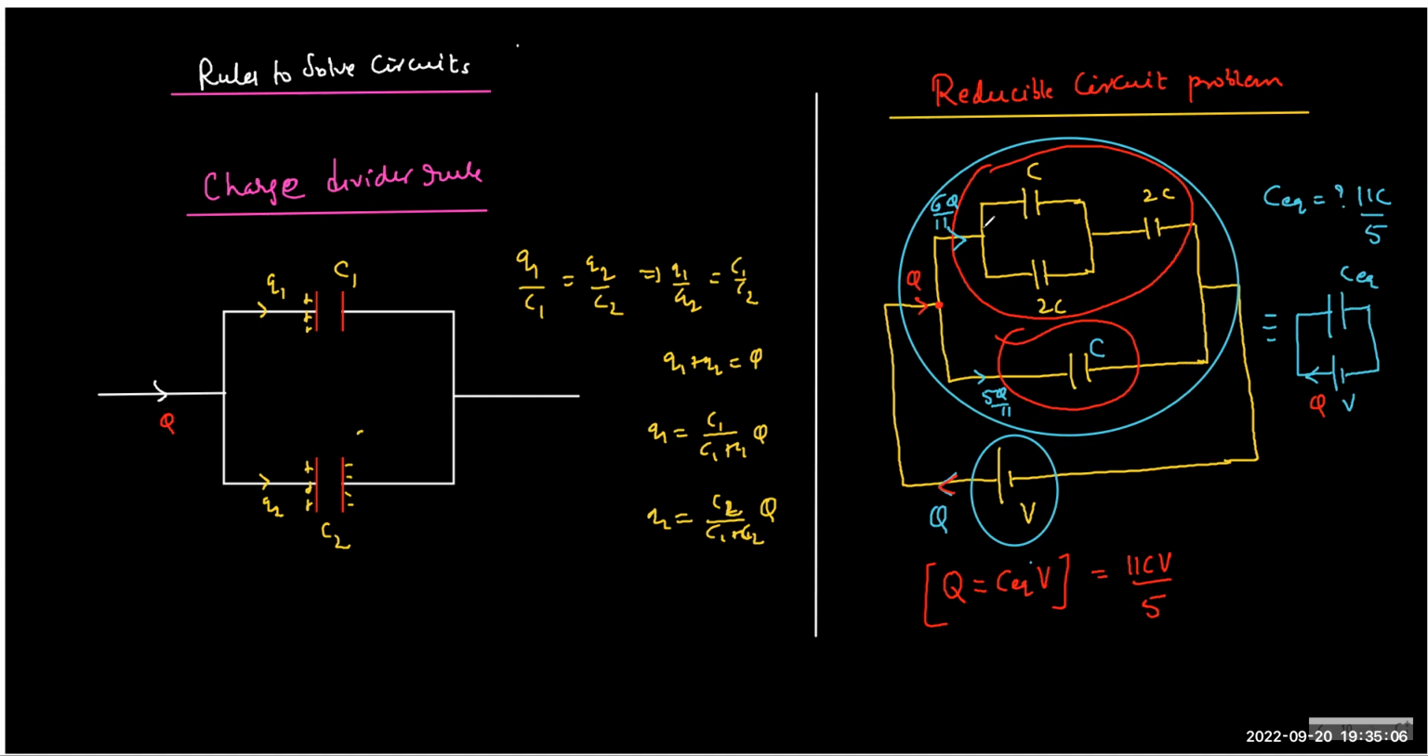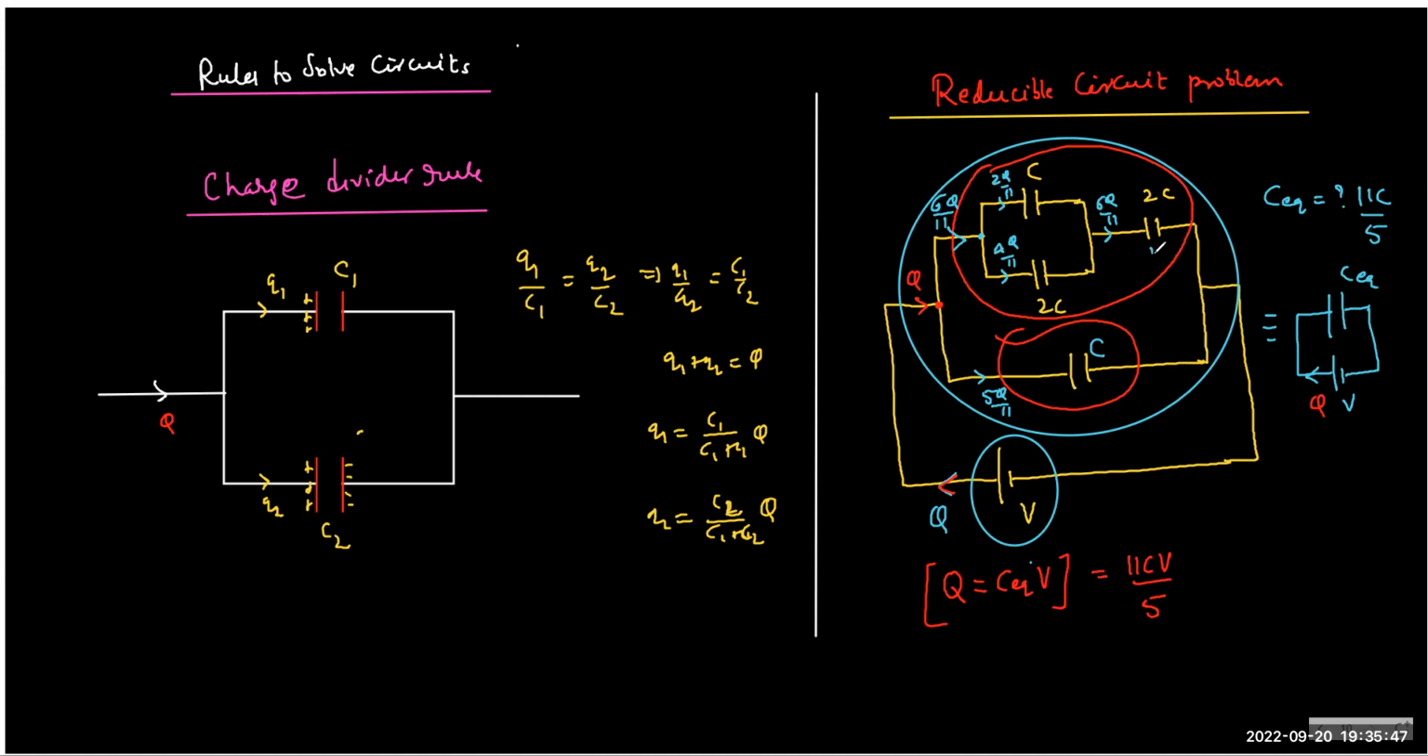Now, once you move further with the 6Q/11, you reach another junction, and again you see a division. But now the division is simple, 1/3 and 2/3. So 1/3 of the incoming charge is how much? 2Q/11, and the other is 4Q/11. But these two will again meet here, so again we have 6Q/11 here. And now you know exactly the charge on each capacitor.